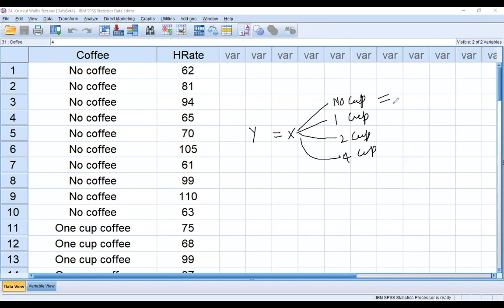So here the null hypothesis means the median value of this equals the median value of this equals the median value. It means all the median values are the same across the groups. But the alternate hypothesis is that at least 2 median values are not the same. So we just want to know whether coffee consumption increases the heart rate score significantly or not. Okay, so I am just explaining it.